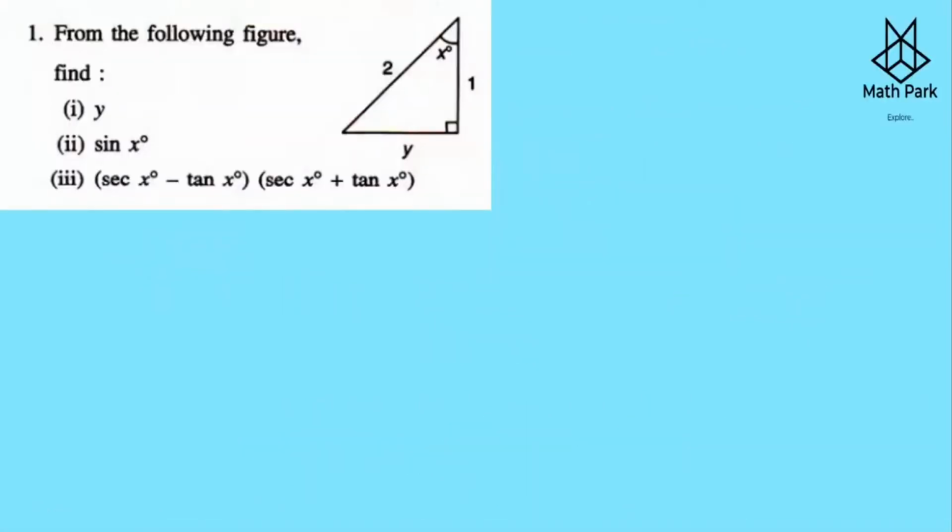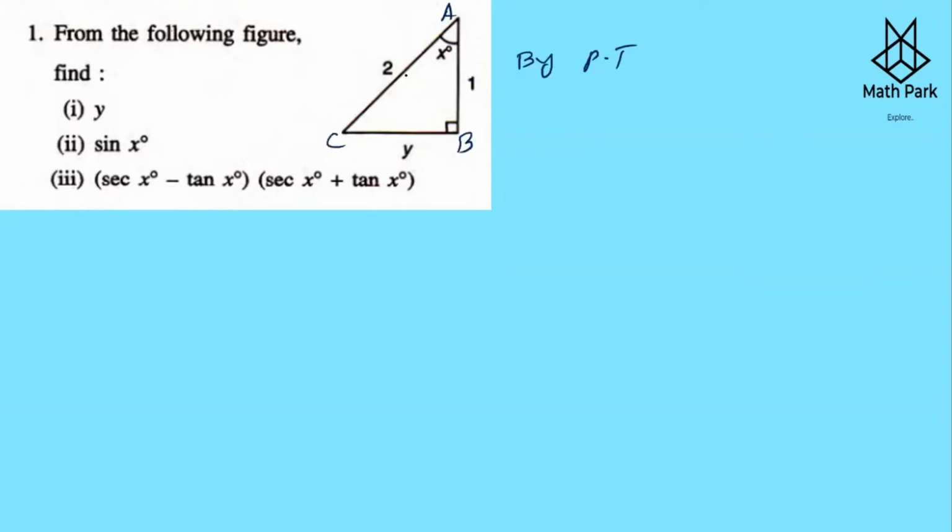So we start with the first question. From the following figure, find y, sin x, sec x minus tan x and sec x plus tan x. So here, this is the acute angle x given to you. We have to find y, so we'll be using Pythagoras theorem. Let us name the triangle A, B, C.